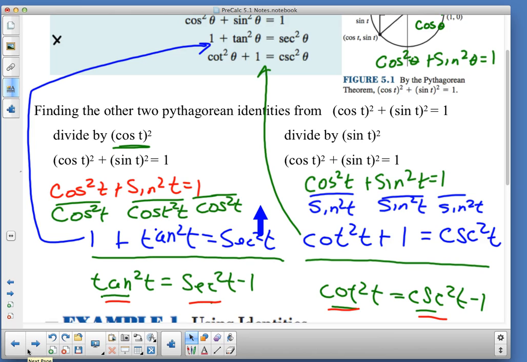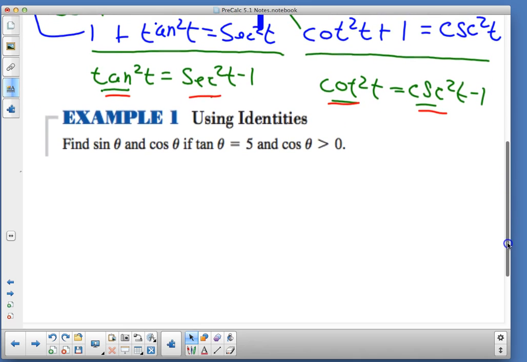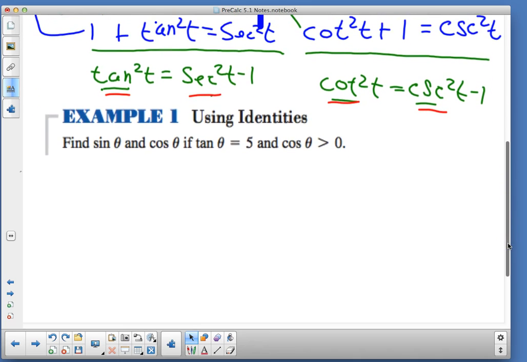But let's use them. Let's get it going. Okay, as we're going through, let's go down here to using the identities. Now, we're going to use the identities first, and it's going to seem kind of clunky for us to find some values as we step through. So the first problem: we're going to use the identities to find sine theta and cosine theta if tangent theta equals 5 and cosine theta is greater than 0. So that's the first thing we're going to use.